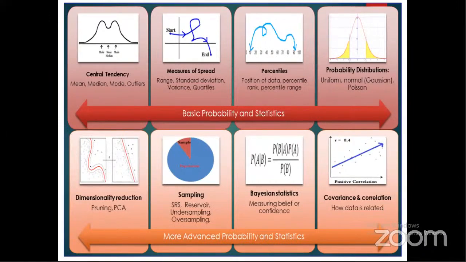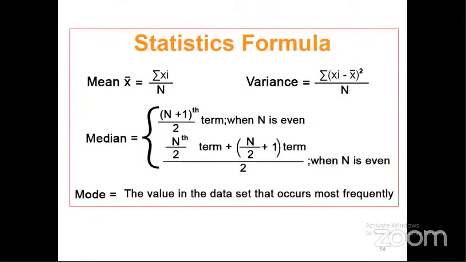In Bayesian statistics, we are using P of A given B is equal to P of B given A into P of A by P of B. That is called Bayesian statistics, measuring belief or confidence. Covariance and correlation show how data is related. And these are the statistics formulas we are using in data science: mean, variance, median, mode, etc.